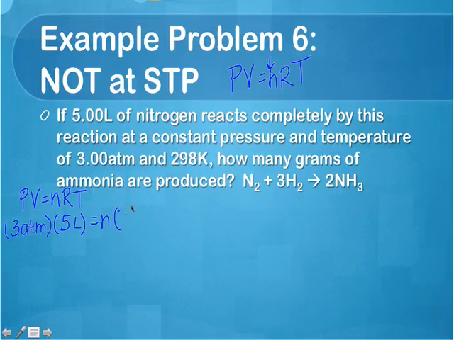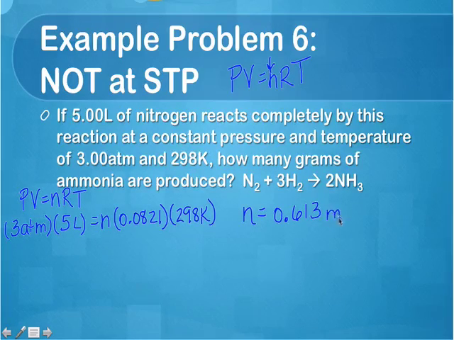The R that goes with atmospheres is 0.0821. And the temperature is 298 Kelvin. When I do that, I see that n equals 0.613 moles. And since I put in the volume of nitrogen, I get moles of nitrogen out. I can't change substances when I do PV equals nRT. So since I put in liters of nitrogen, I'm going to get moles of nitrogen out.